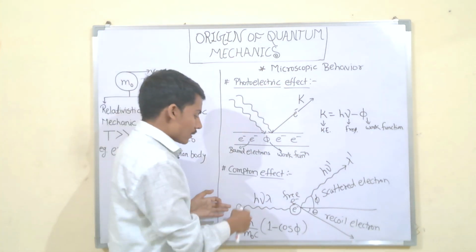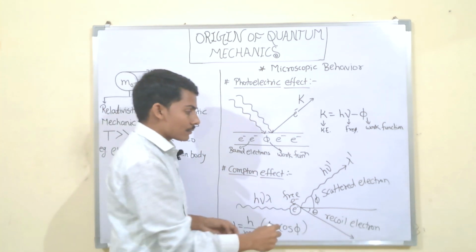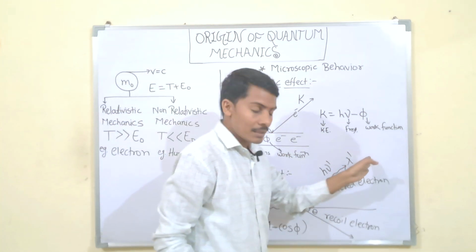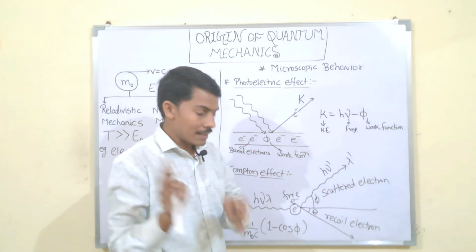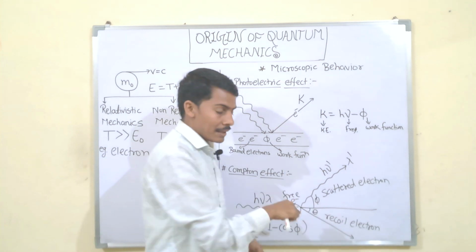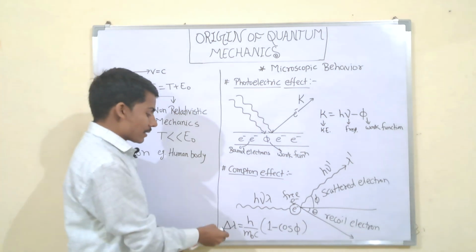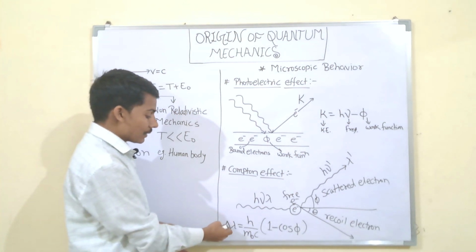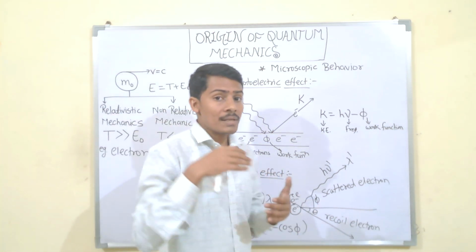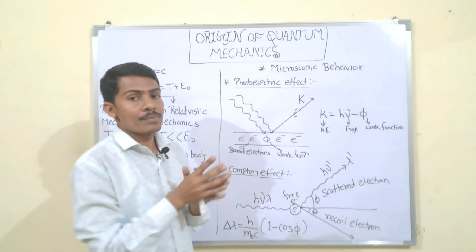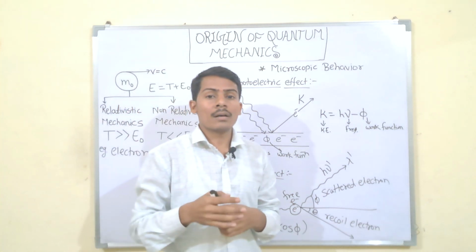In the Compton effect, we incident X-rays on a free electron, giving a scattered photon and a recoil electron at two different angles, scattered with angle phi and the recoil electron with angle theta. And we will find the equation for the difference in wavelength, delta lambda equals h by m naught c times 1 minus cos phi. We will discuss these microscopic behaviors, black body radiation, photoelectric effect and Compton effect, one by one in the next lectures.